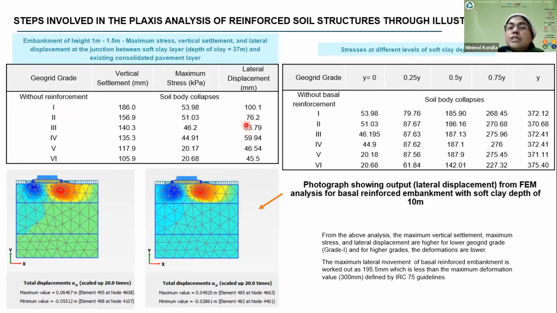Okay. And this is for a road embankment. IRC 75 is permitting up to 300 mm. So even with grade 1, it is within limits.